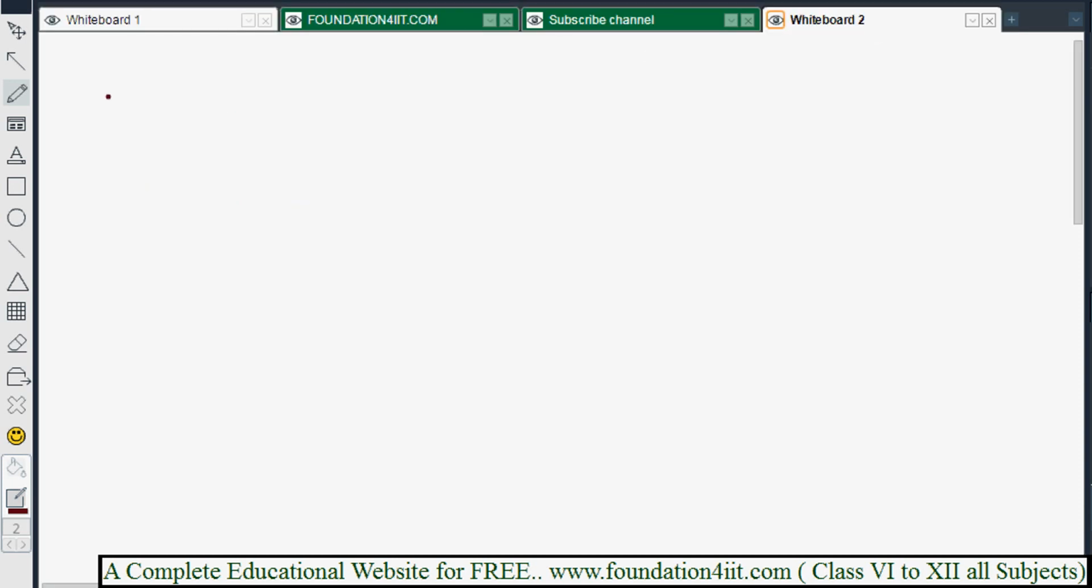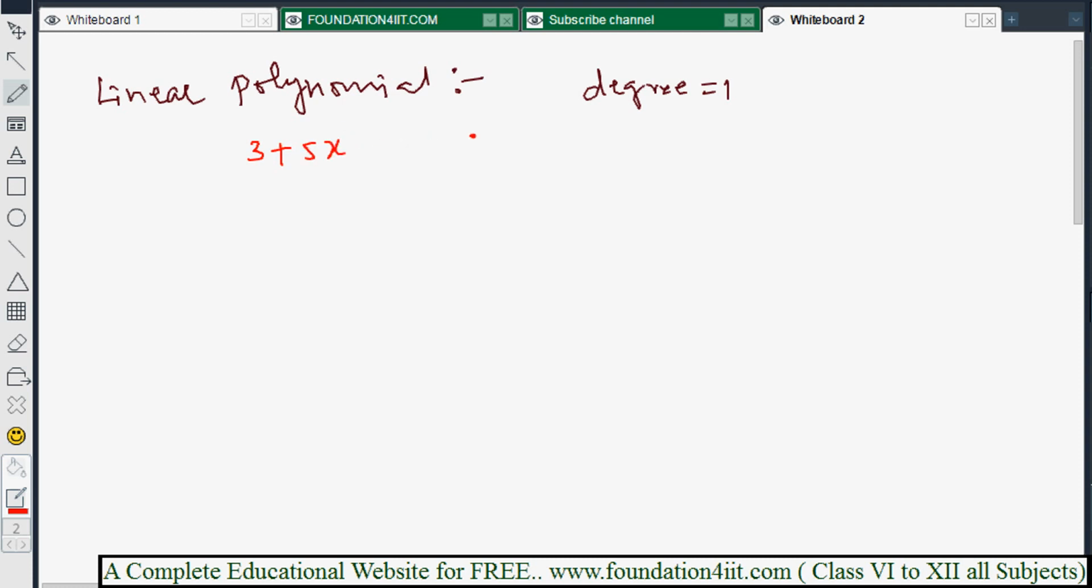First one, linear polynomial. So linear means a polynomial of degree 1. If the degree of any example is 1, then that is called a linear polynomial. A polynomial of degree 1 is called a linear polynomial. Example: 3 plus 5x, so x to the power 1. Okay, 6y minus 5, 3 by 2 plus x.